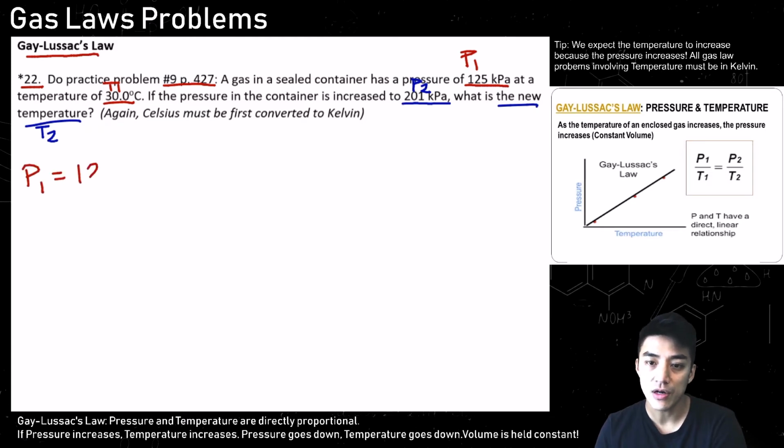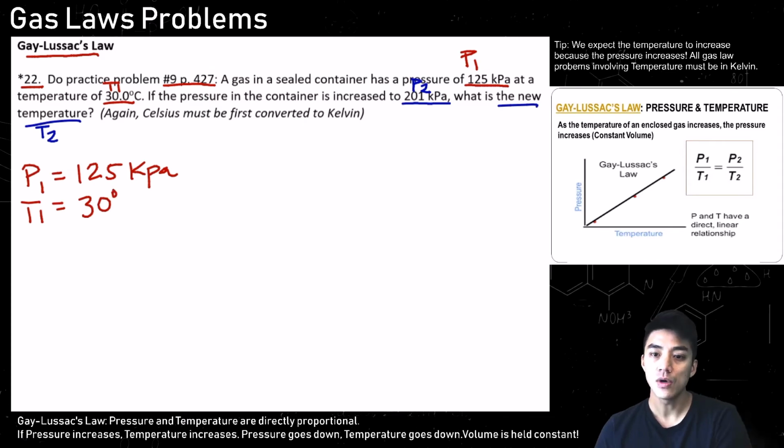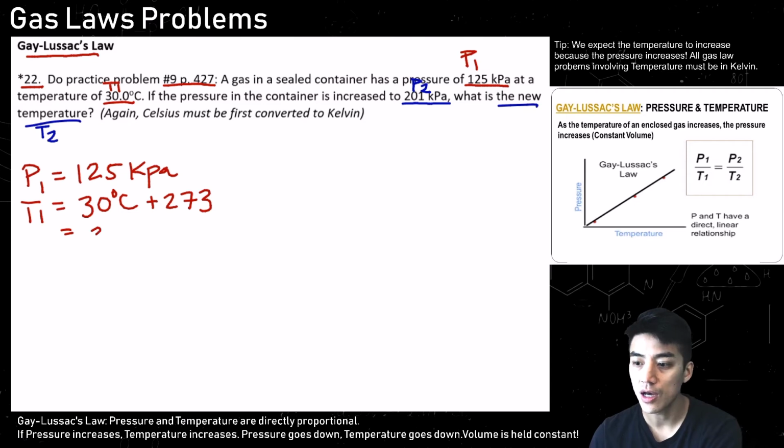Let's write down our variables nice and neat. P1 is 125 kPa, kilopascals. T1 is 30 degrees Celsius, and immediately we're going to add 273 to that to change it into Kelvin so we don't forget.